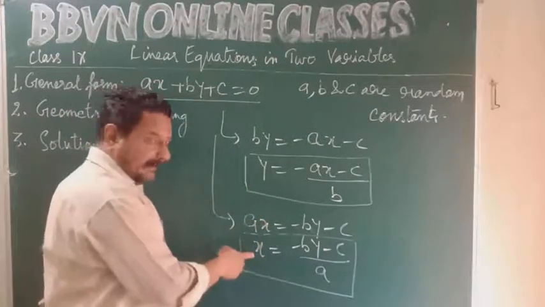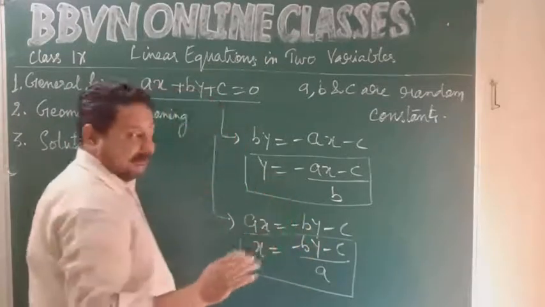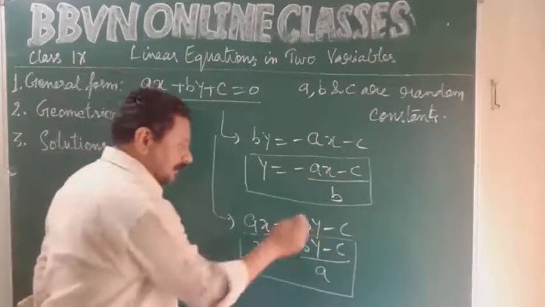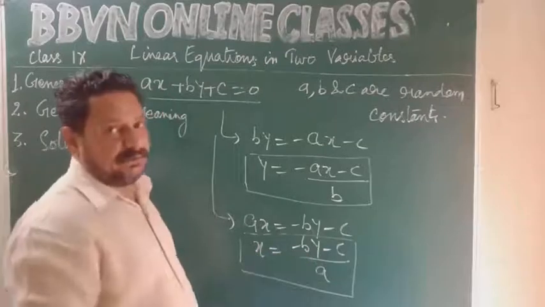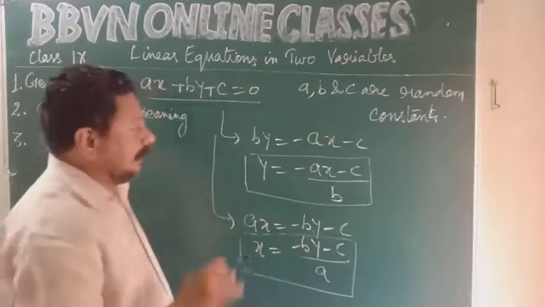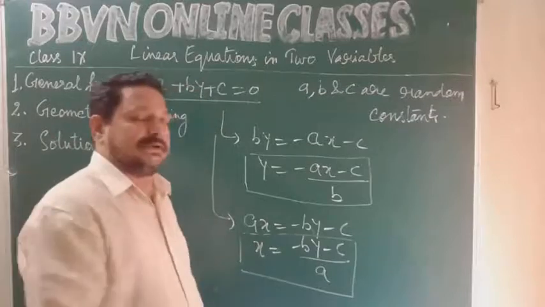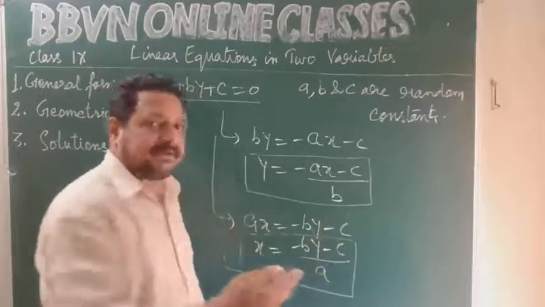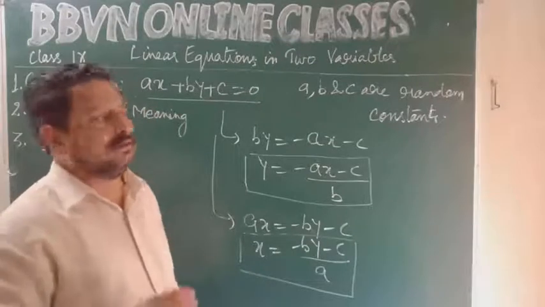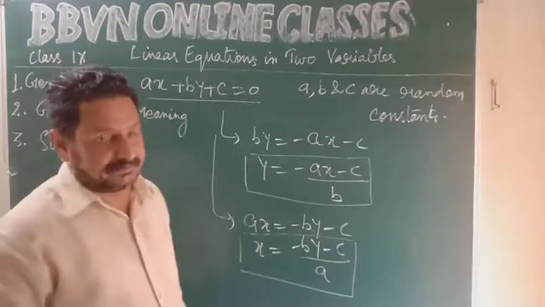And here what is happening, y is independent. You can assign some value to y. On substituting that value, you will get the corresponding value of x. So x is the dependent variable and y is the independent variable. It is up to you how you express. You can clearly take y in terms of x or x in terms of y. Why do we do that? Simple. There is a reason behind it.